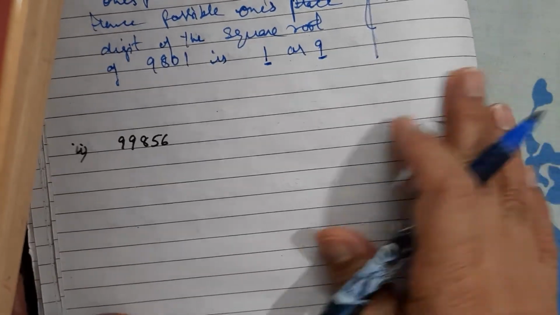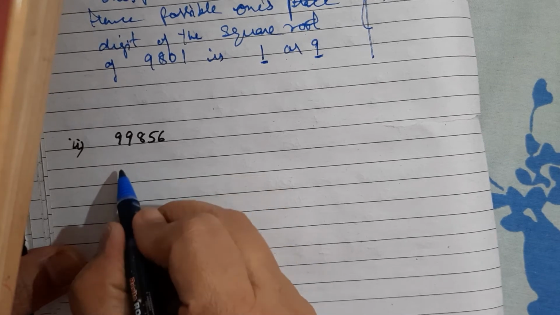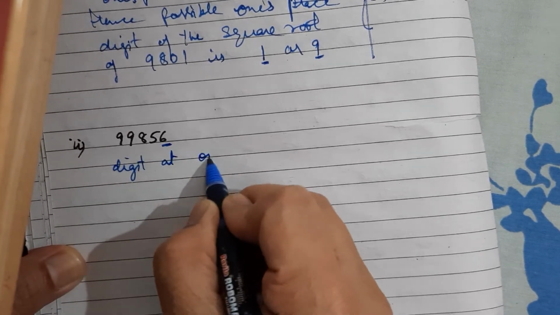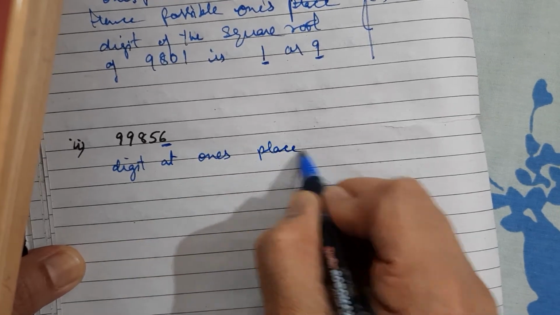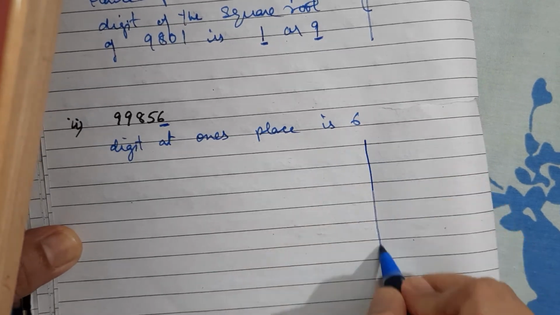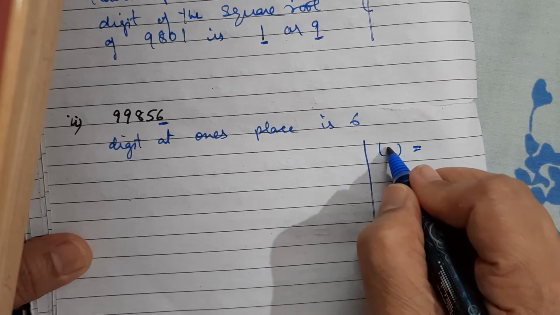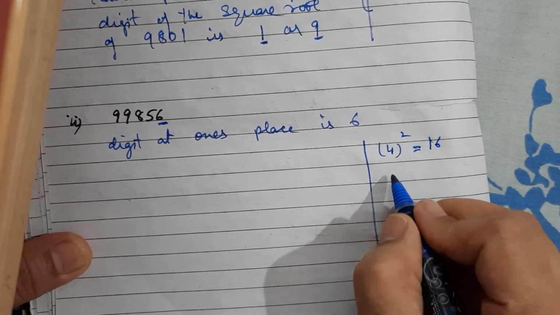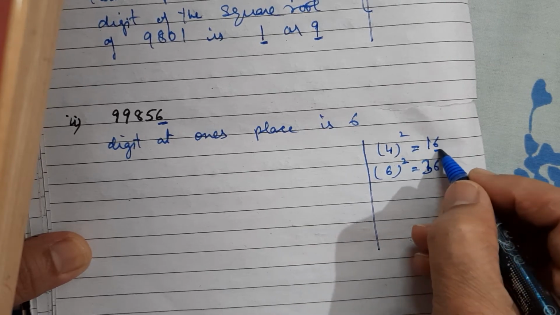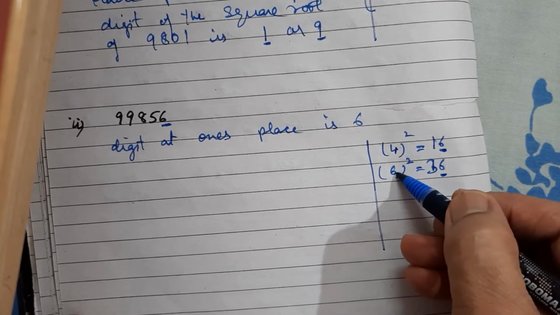Similarly, take another example, 99856. So in this, the digit at ones place is 6, right? So first of all, check by squaring which number we will get 6. One is 4, square 16, and another is 6, square is equal to 36. So they both are ending with 6, right? So possible digit can be 4 or 6.